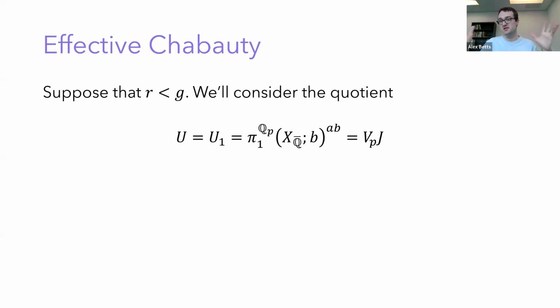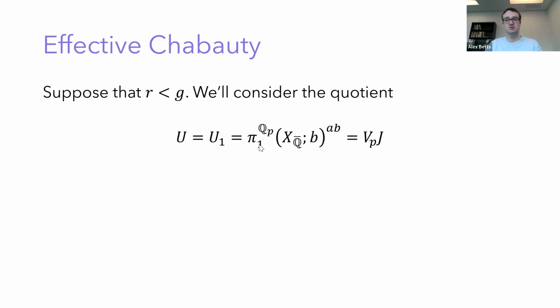So Coleman's effective Chabauty theorem: if you remember, we're assuming that the Mordell-Weil rank of the Jacobian is strictly less than g in this setup. And Coleman's aim was to use Chabauty's method to bound the number of rational points. I'm now going to extract that same bound for you, and we're going to do this by considering the following quotient of the fundamental group, namely its abelianization.